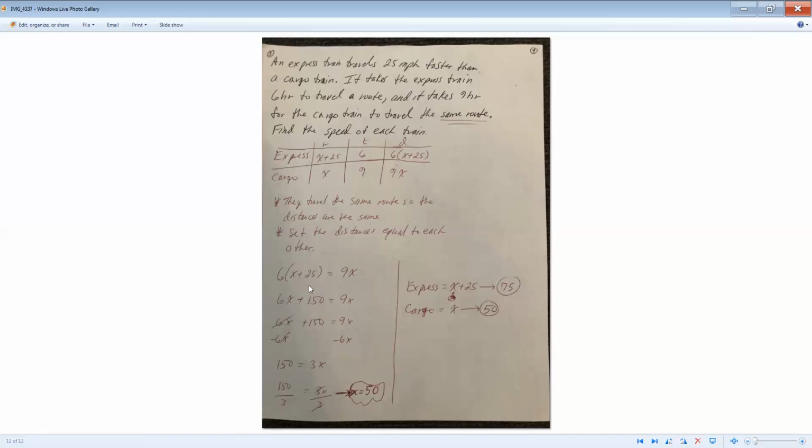Distribute the 6. That's 6x plus 150. Subtract 6x from both sides. That's 150 equal to 3x. Divide by 3. x is equal to 50. This means that the cargo train went 50 miles per hour, and then the express train went 75 miles per hour, because it's supposed to go 25 miles per hour faster than the cargo.